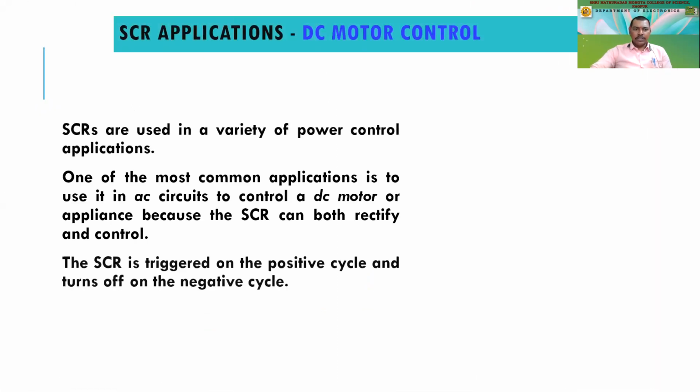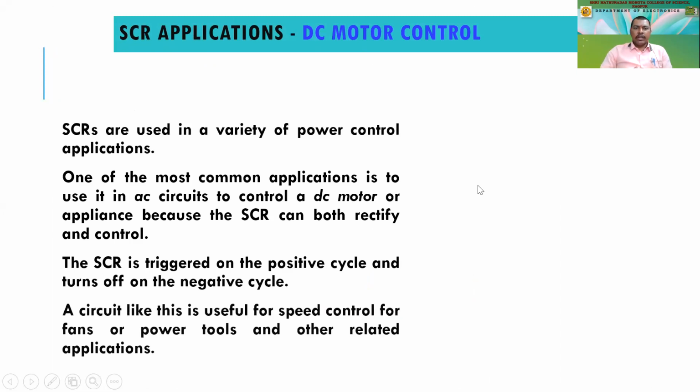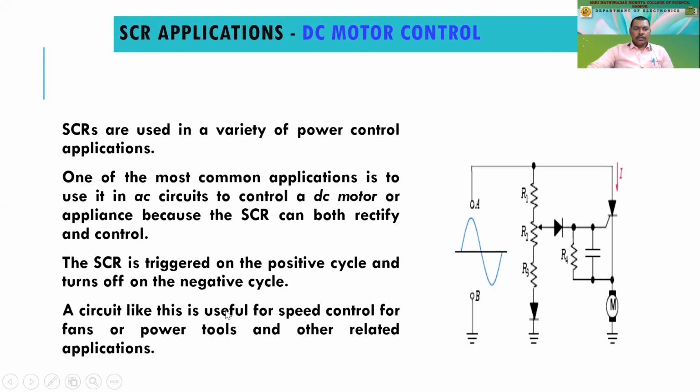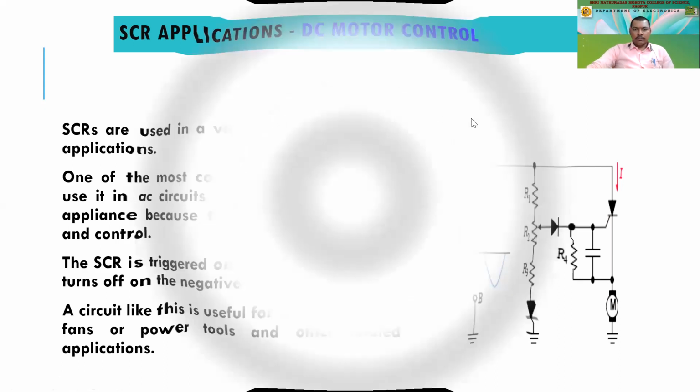These are some of the SCR applications that we are having. SCRs are used in a variety of power control applications. One of the most common applications is to use it in AC circuits to control a DC motor or appliance, because the SCR can both rectify and control. The SCR is triggered on the positive cycle and turns off on the negative cycle. An SCR circuit like this is useful for speed control for fans or power tools and other related applications. So we are having this in our day-to-day life also. So this is how we can use the SCR. These are some of the applications.